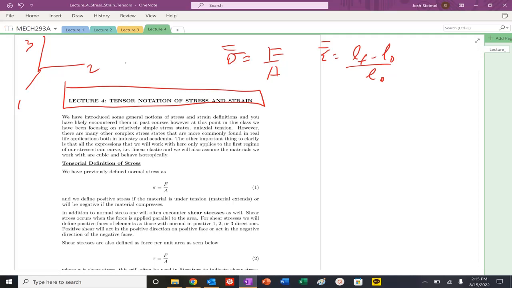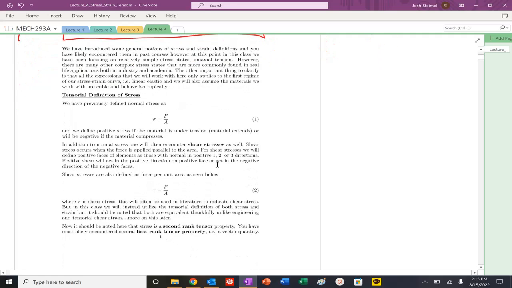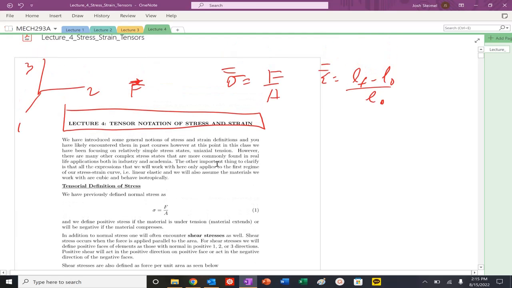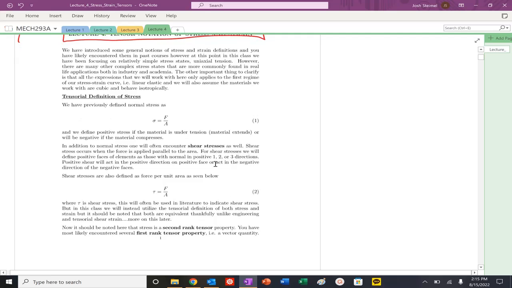You've seen first-rank tensor properties. Force is a first-rank tensor property, a single hat, just like we talked about with moments as well. So it has a direction and a magnitude. We are now going to see how we define and work with stress and strain in this tensorial definition.